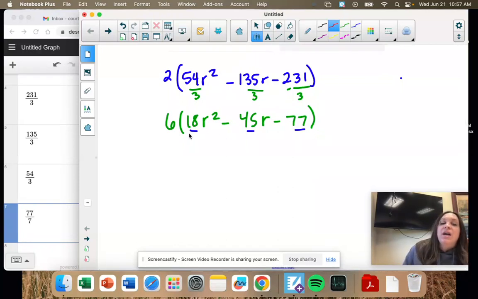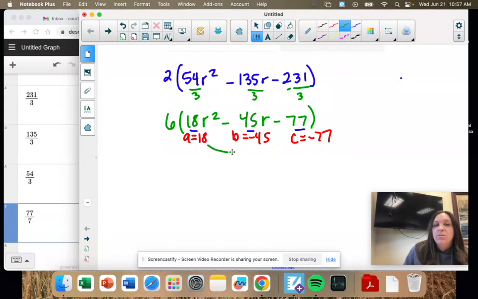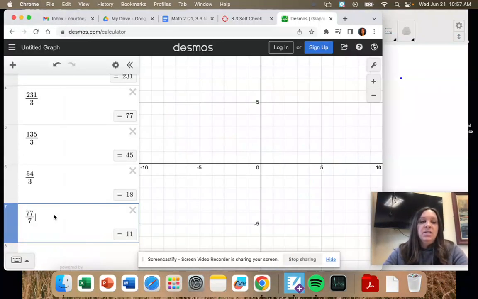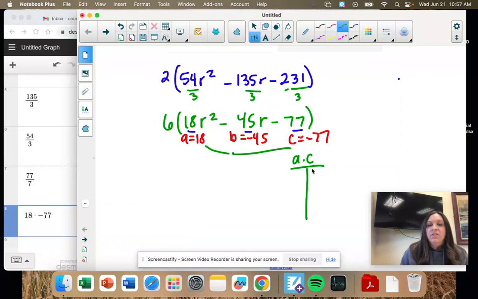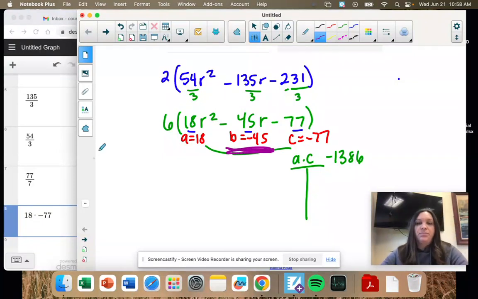So now our A is 18, B is negative 45, and C is negative 77. So we're going to multiply A times C. So 18 times negative 77 is negative 1386. So we want factors of 1386 that add or subtract to negative 45.